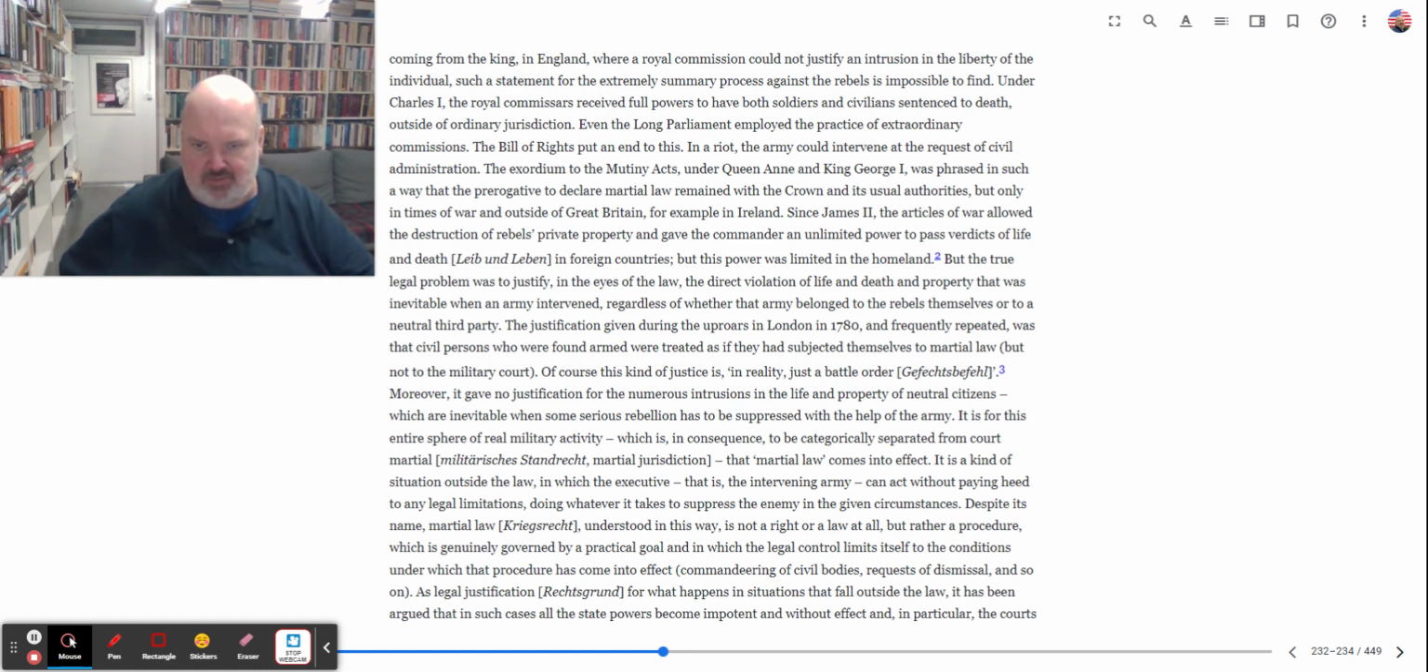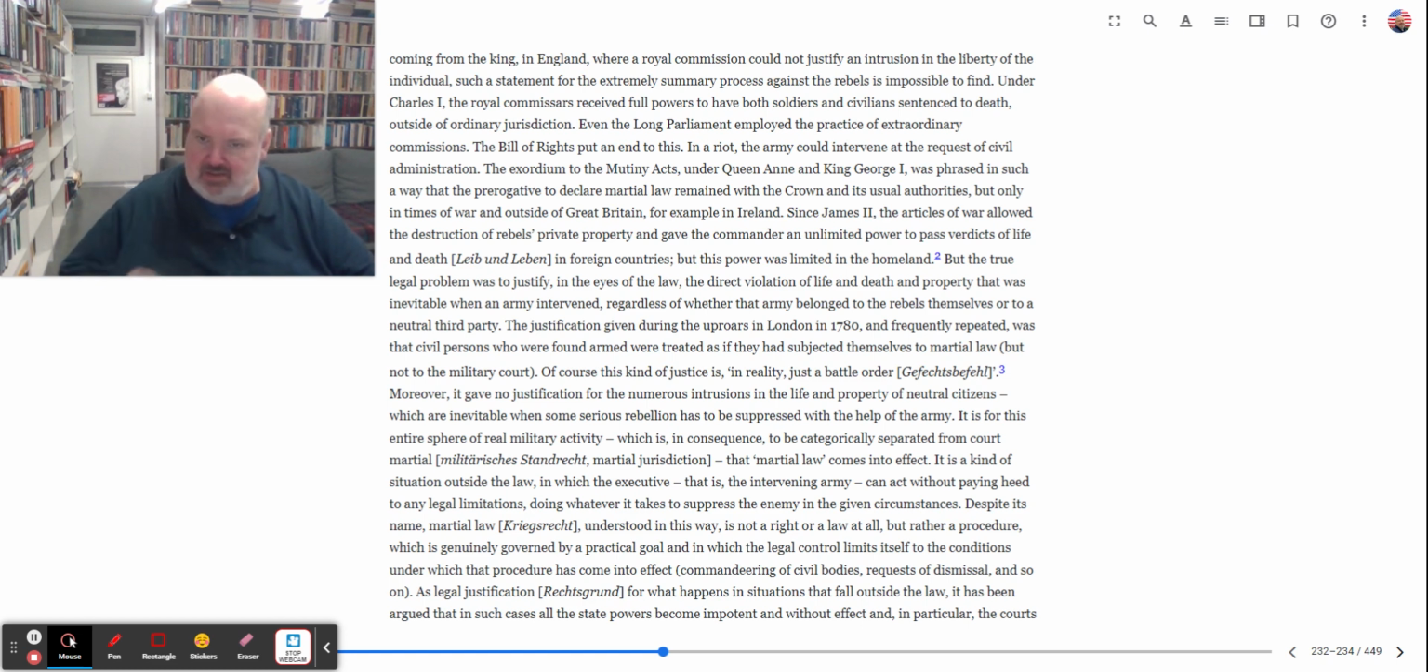The army could. In other words, the Bill of Rights since 1689, right? The great 1688 Glorious Revolution, the Bill of Rights in 1689, put an end to this in England, right? That the king could do this through extraordinary commissions, either the king or parliament. Now this is done in a riot. The army could intervene at the request of the administration.